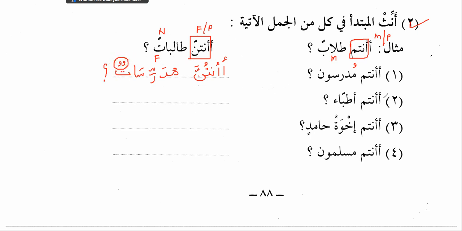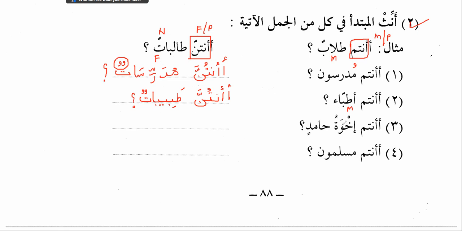Now, antum atibba'u. So, how are you going to write? Antunna. You need to change the pronoun, and it's a separate pronoun. Antunna atibba'u. So this is plural for male. We will do this here. Tabibat. Tabibat with alif and ta. Tabibatun. No changes due to the questioning tool. So I'm putting a tanween dhamma.